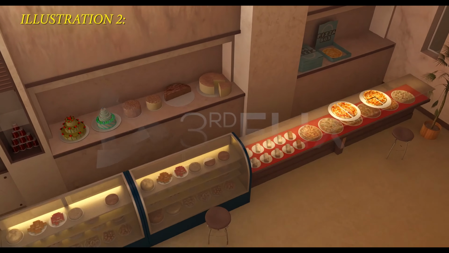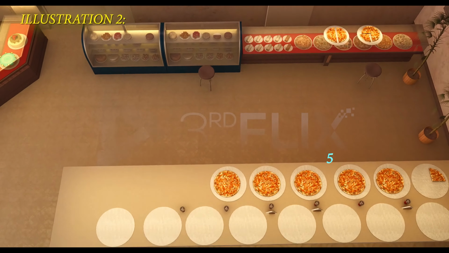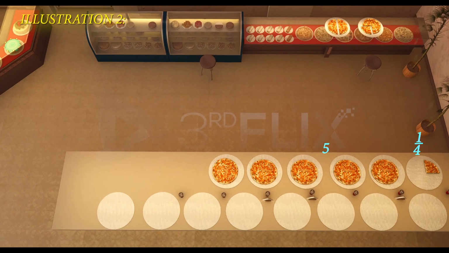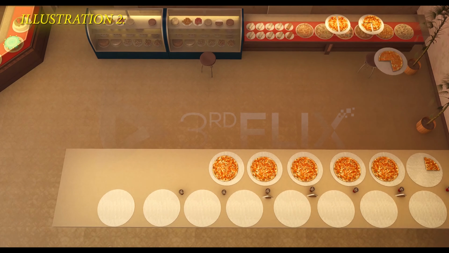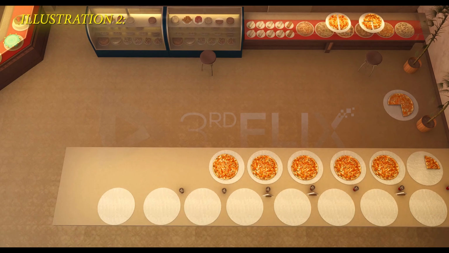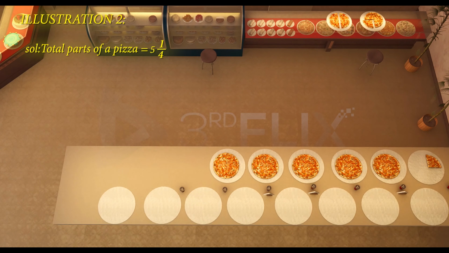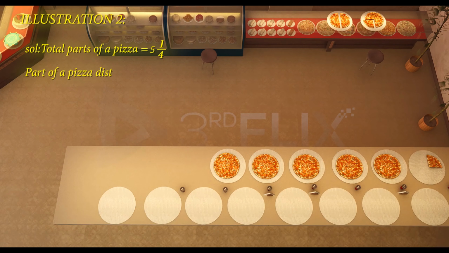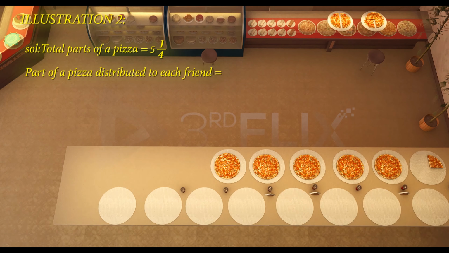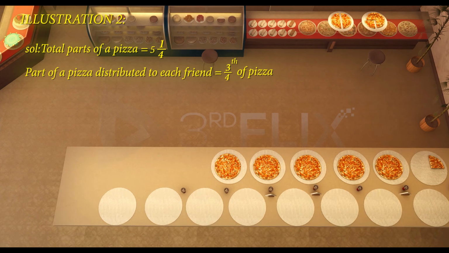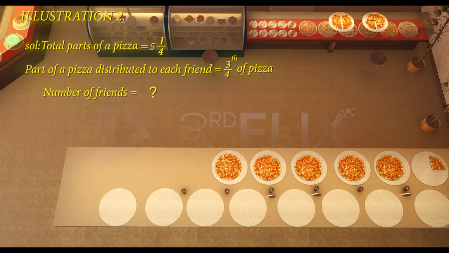Ram has 5 1/4 pizzas. He wants to distribute 3/4 of pizza to each of his friends. Find the number of friends he can distribute the pizza to. Total parts of a pizza and part of a pizza distributed to each friend is given. Required is to find the number of friends that he can distribute the pizza.